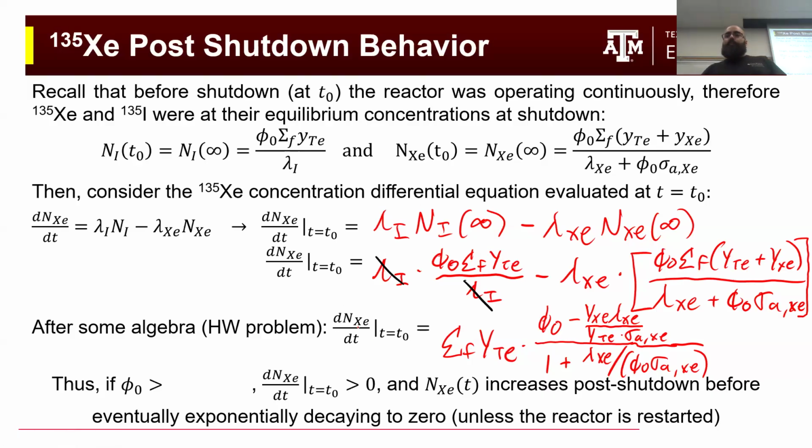So my phi 0 has to be greater than this term right here: the yield of xenon times the decay constant for xenon, divided by the yield for tellurium times the absorption cross-section for xenon. If my phi 0 is bigger than this term, then my derivative will be positive, and therefore after I shut down, the amount of xenon will actually increase before it eventually decays away. And if phi 0 was less than this, then once I shut down, the amount of xenon would just end up exponentially decaying away.